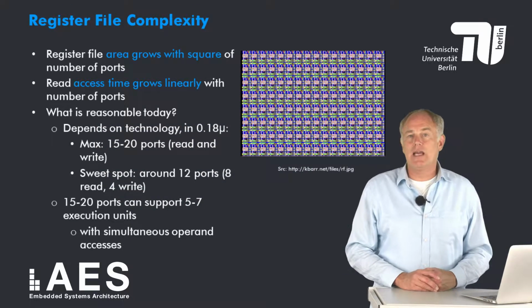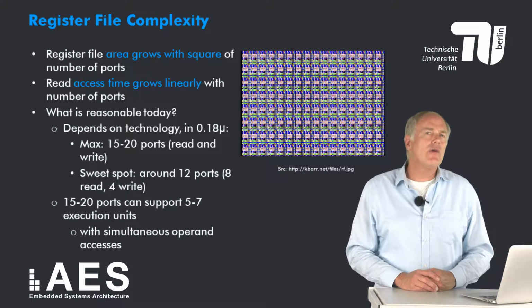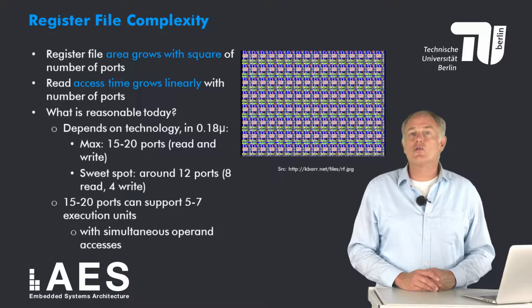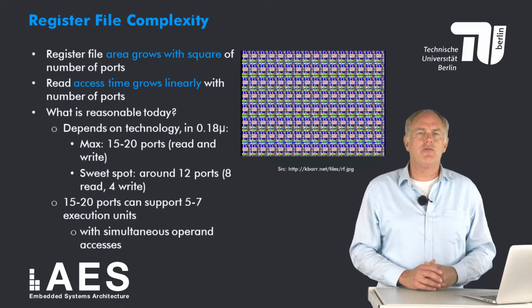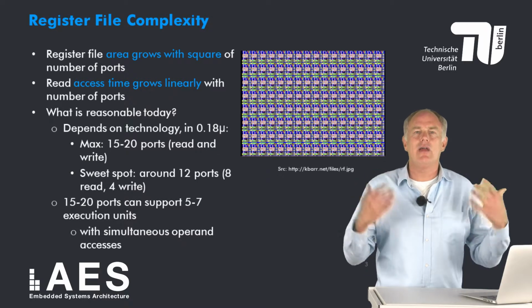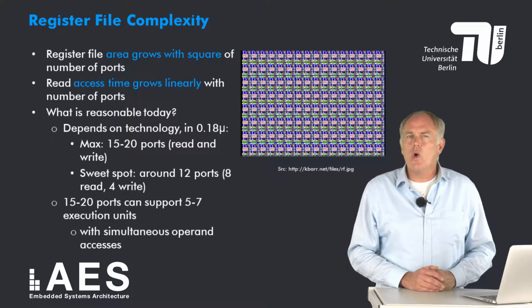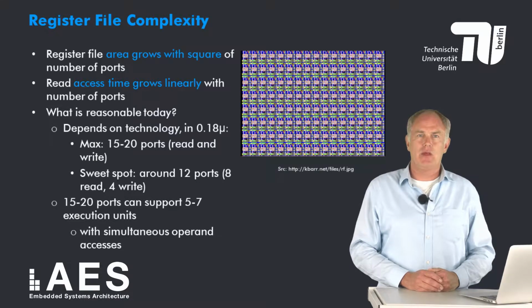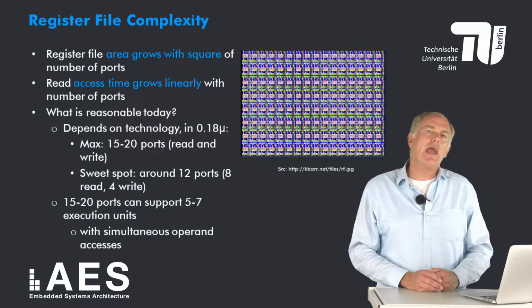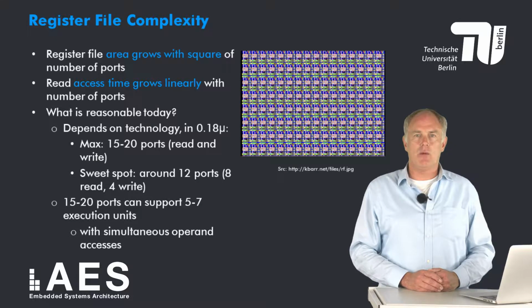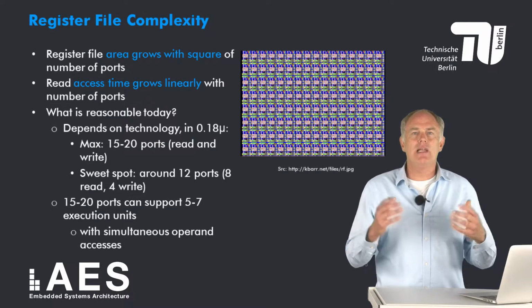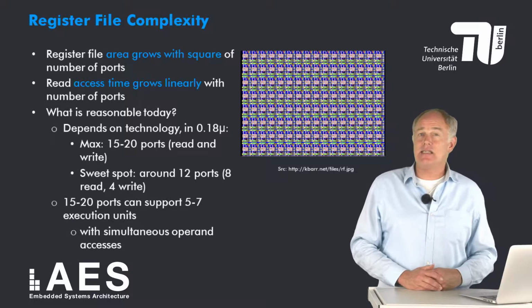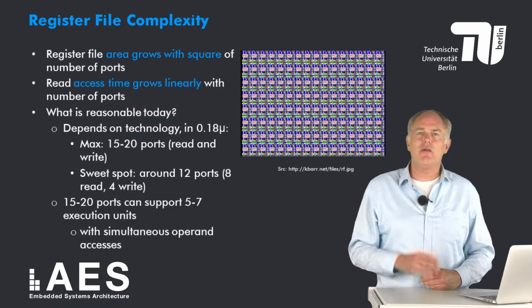That can be quite complicated to implement. Why? Because there are a number of issues. First, the register file area grows roughly with the square of the number of ports. So if you double the number of read-write ports, the area quadruples. Also, the access time grows roughly linearly with the number of ports. That means the more read-write ports we have, the slower the register file becomes. We can afford some delay, but register file access is definitely on the critical path and we have to be very careful here.